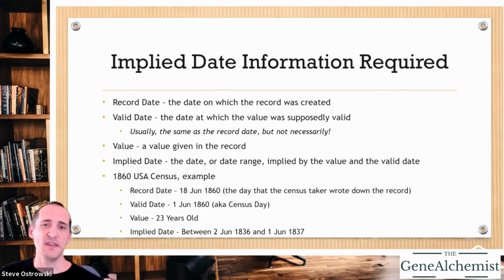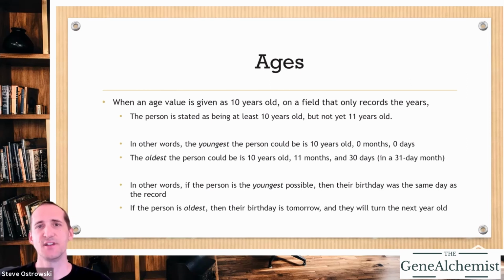Okay, so the value might be the age, for example, 23 years old. Jane might be 23 years old, as written by the census taker. Now, the implied date in this scenario is supposed to take the value at the valid date, and we can work backwards and say what this record is stating is that she was born between the 2nd of June, 1836 and the 1st of June, 1837. So when an age is given as 10 years old on a specific record date or valid date and records only the years, let's think about what that means. The person is stating that they are at least 10 years old, but not yet 11 years old.